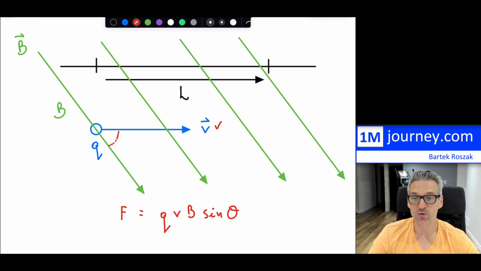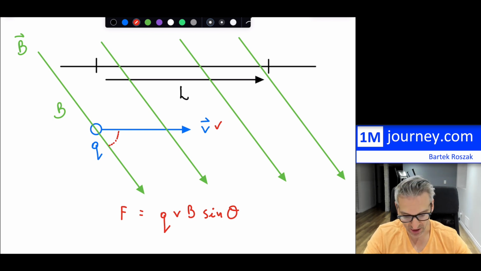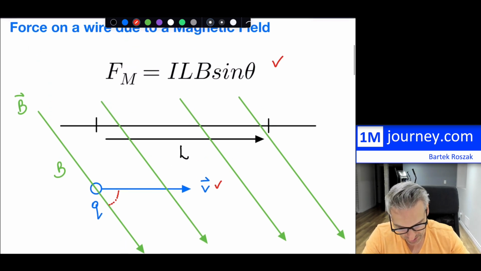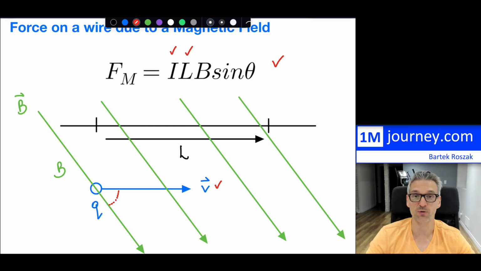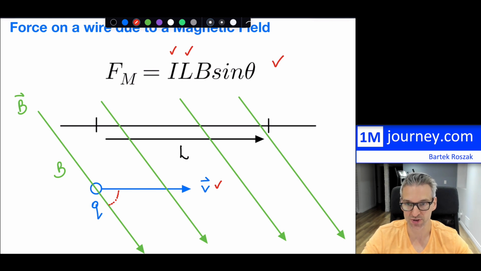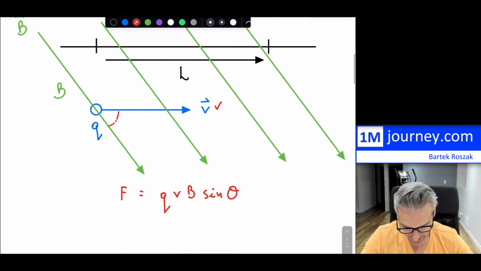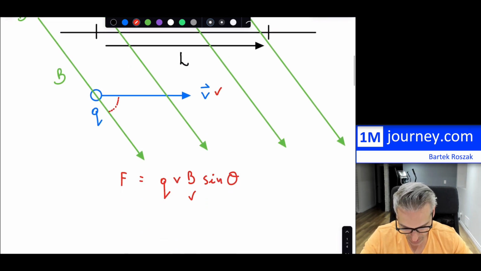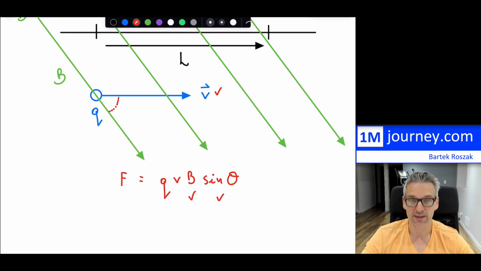Now if you want to replicate this and relate it back to the equation we have, clearly we see an I, which is the current, and an L, which is the length of the wire or the piece of the wire you're interested in. So it doesn't look exactly like this, although the B and the sine of the angle are indeed identical. So where does that come from?